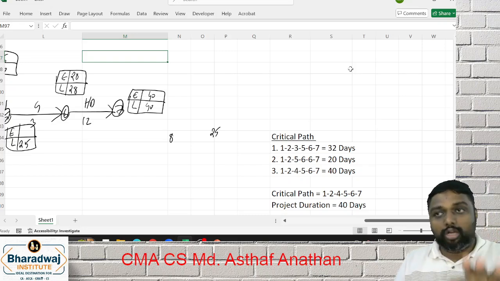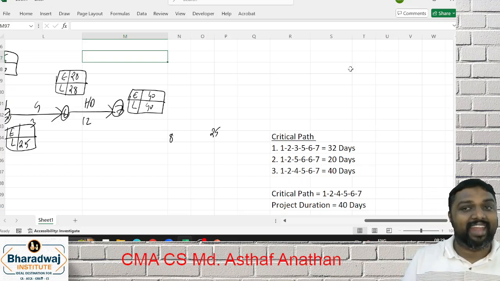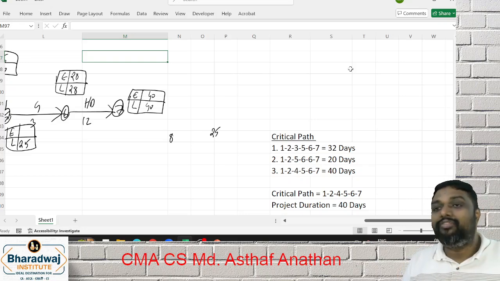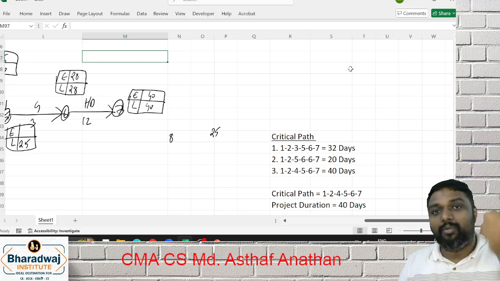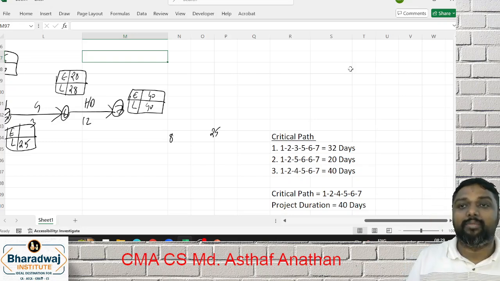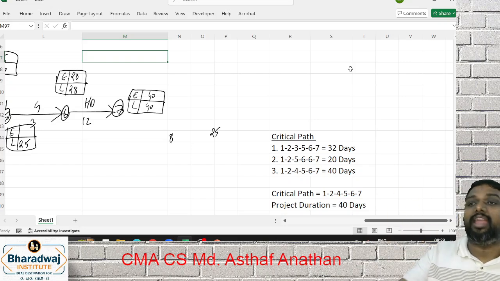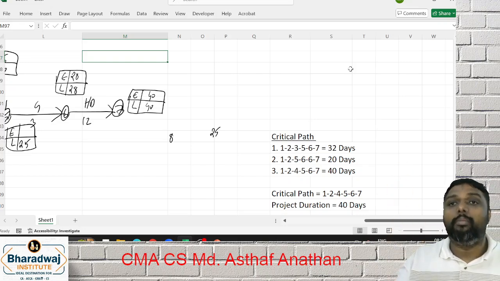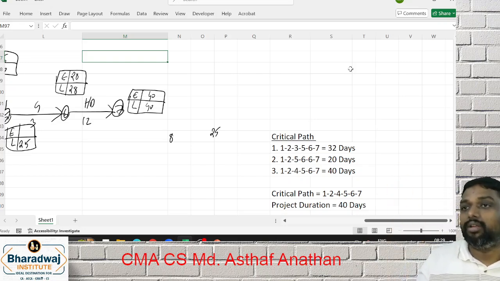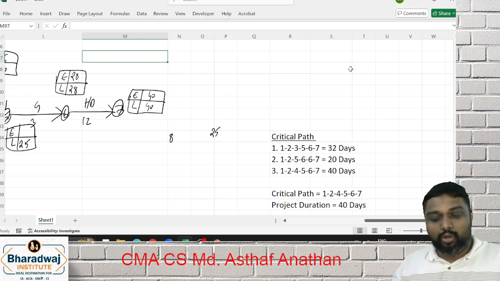Balance how to do? Total float is latest finish time of head node minus earliest start time of tail node minus duration. Free float is earliest start time of head node minus earliest start time of tail node minus duration. Independent float is earliest start time of head node minus latest finish time of tail node minus duration. So hope all of you did.